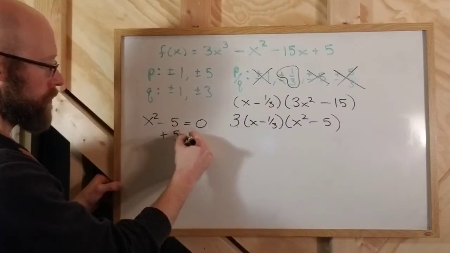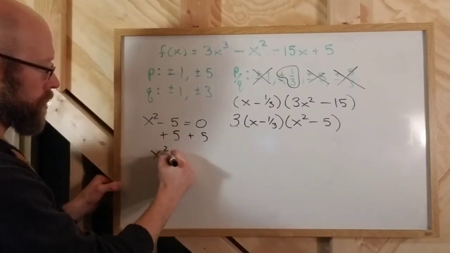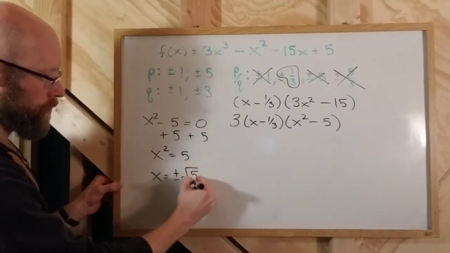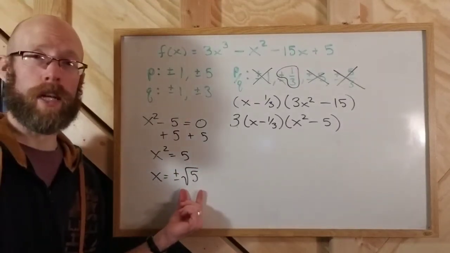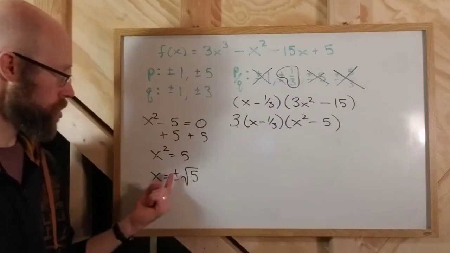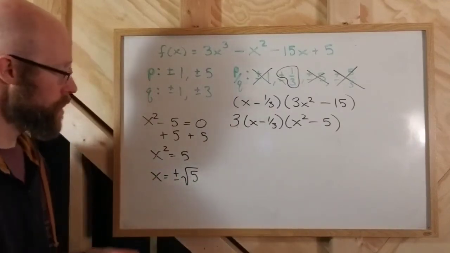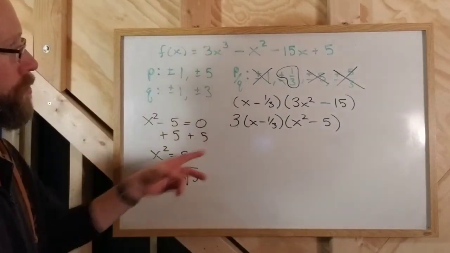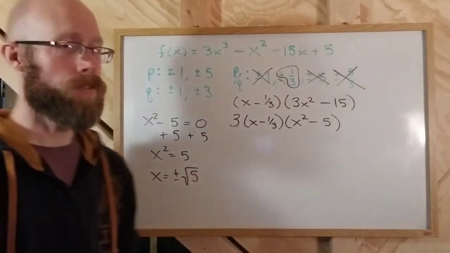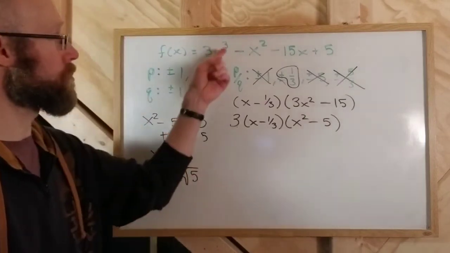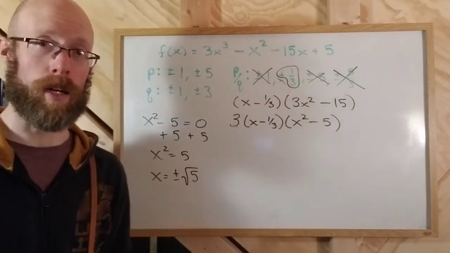Add 5, we get x squared equals 5, which means x is plus or minus the square root of 5. Square root of 5 is an irrational number. There are two irrational zeros, plus root 5 and minus root 5. And that makes sense because along with the positive 1/3, that gives us our 3 real zeros for our third degree polynomial. So everything's matching up nicely.